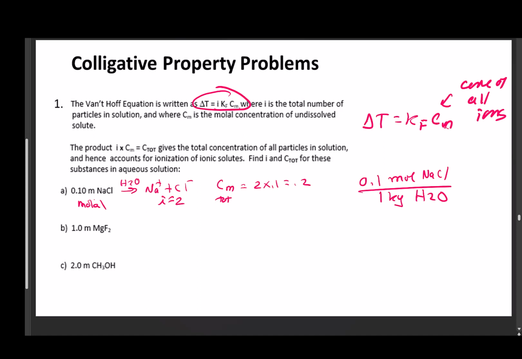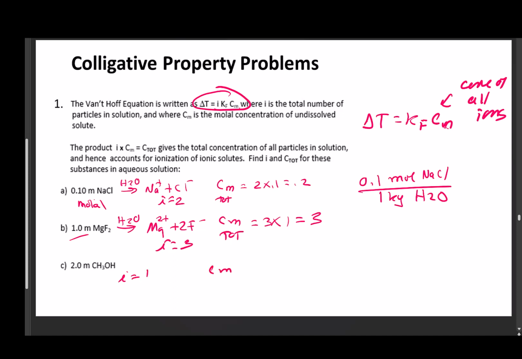For MgF2, when you put this in water, it's going to give Mg2+ and 2 fluorides. i is equal to 3. So Cm total would be 3 times 1, or 3 moles per kilogram. And for the last one here, methanol is a carbon compound. It doesn't ionize. i is equal to 1.